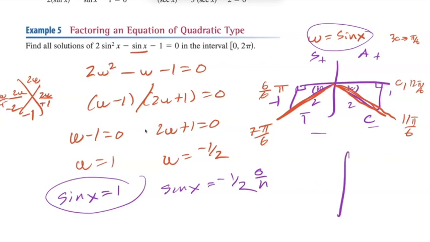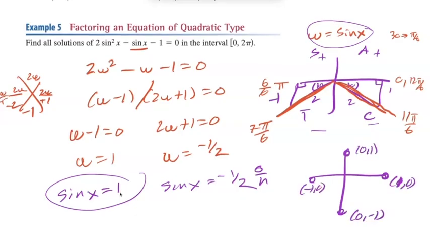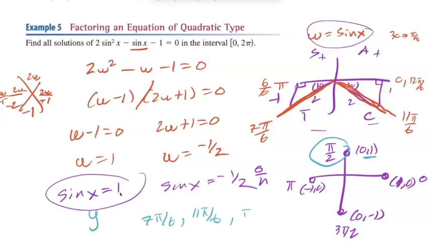That's its own chart. Anytime sine or cosine is 1 or 0, it's the unit circle. It's the quadrantal angles. We got 1, 0, 0, 1, negative 1, 0, 0, negative 1. This is 0. This is pi over 2. This is pi. This is 3 pi over 2. Sine is the y value. Where does the y value equal 1? Right there. Our answers are 7 pi over 6, 11 pi over 6, and pi over 2.